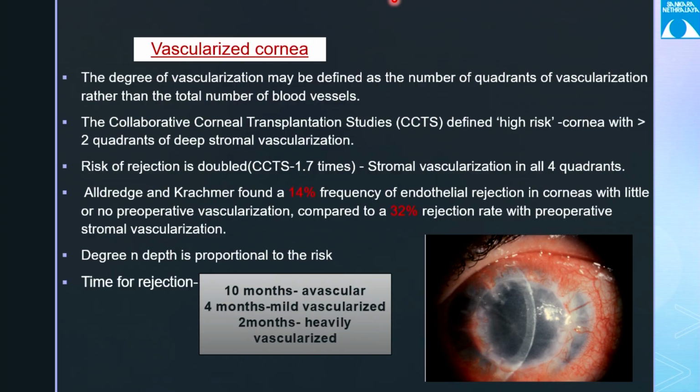Specific 1.7 times. And Algrid and Kashmir found a 14% frequency of endothelial rejection in corneas with little or no preoperative vascularization compared to 32%. What is the importance here? How many degrees of vascularization is important for us? Yes, ma'am. More than 2. More than 2 quadrants is defined as high risk keratoplasty. So that is the motto of this particular graft. Anybody who has had more than 2 quadrants of deep vessels, you have to write in the file high risk graft. Unless I write high risk graft, I won't be starting all those oral medications postoperatively.